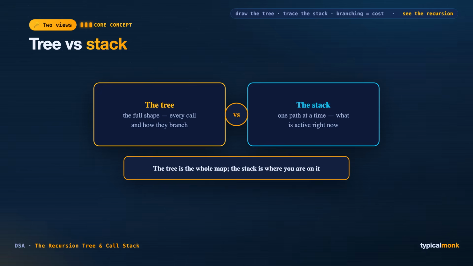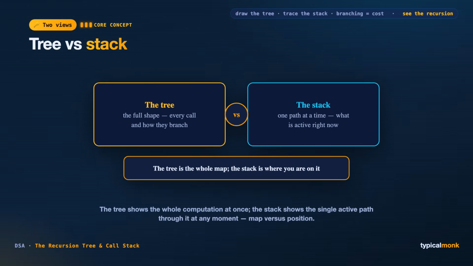The tree is space laid out. The stack is a moment in time. Use the tree to reason about total work and the stack to reason about what is live right now. So the takeaway: the tree is the whole map of every call and how they branch, while the stack is the single active path, where you currently are on that map. So use the tree for total work and the stack for what is live at any moment.